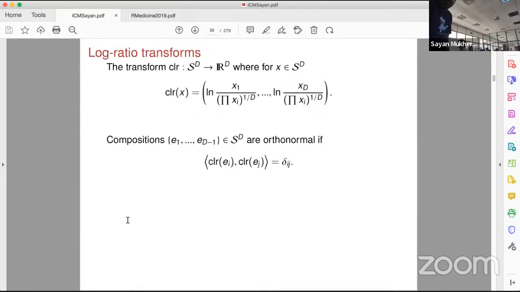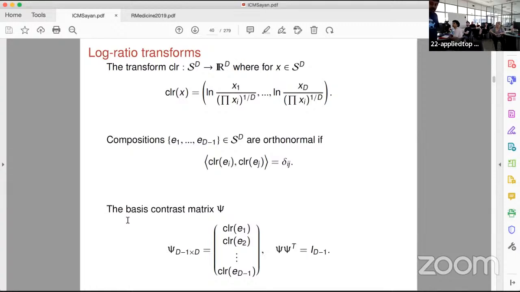Okay. So there's something which is called the log ratio. And what is that? You take your counts, you take the log of it, and you normalize by the geometric mean. Okay? This might not be a shocking operation, right? What are you doing? You're just normalizing things on the log scale, right? That's all you're doing.